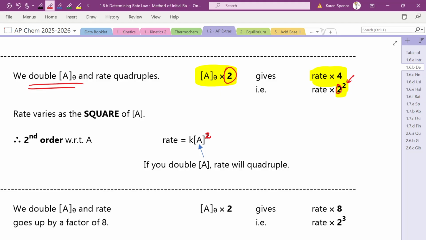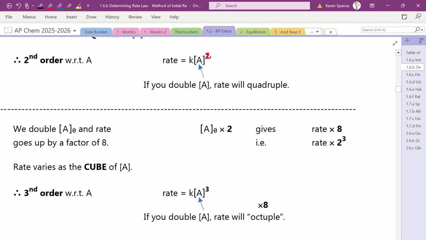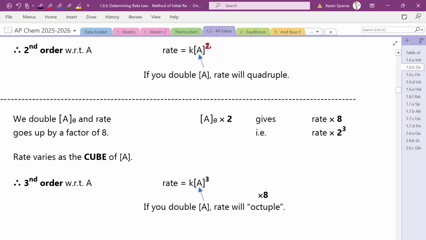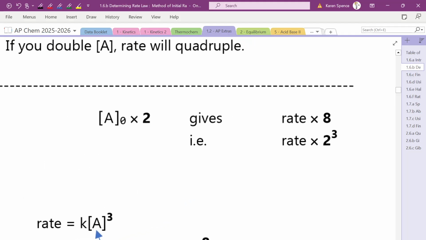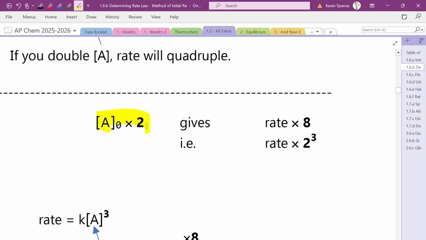Although you will not come across them very often, it's possible you could. If we double the initial concentration of A, and that gives us an octupling of the rate, so the rate increases by a factor of 8, and 8 is 2 to the 3, then that means it is going to be third order with respect to A naught.